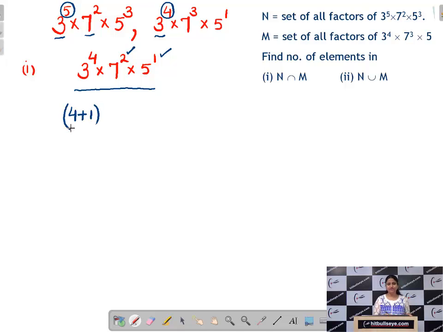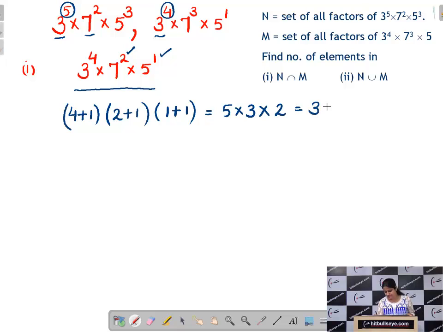By using the formula, we can write 4 plus 1 into 2 plus 1 into 1 plus 1, which comes out to be 5 into 3 into 2, which is equal to 30. That's why this is the answer. So there will be 30 factors, which will be both the factors of N as well as M. Now come to the second part.